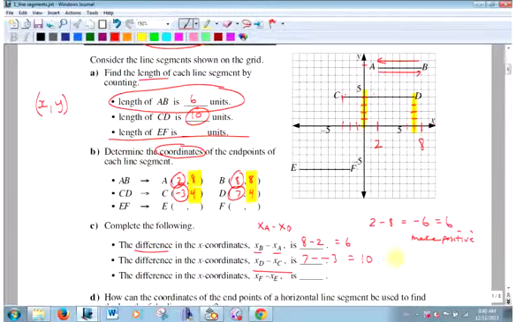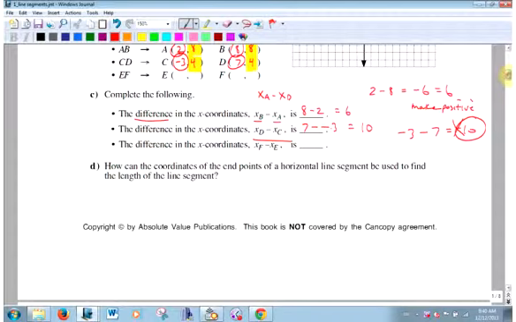Again, if I went -3 minus 7, I get -10. We're just going to drop the negative. It's 10 units long. But if you got a picture of it, why would you do this? You can just count. But you're not always going to get a picture of it. How can the coordinates of the endpoints of the horizontal line segment be used to find the length of the line segment? Okay, we just did it. Subtract them.